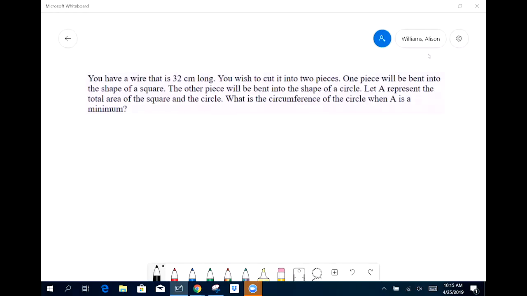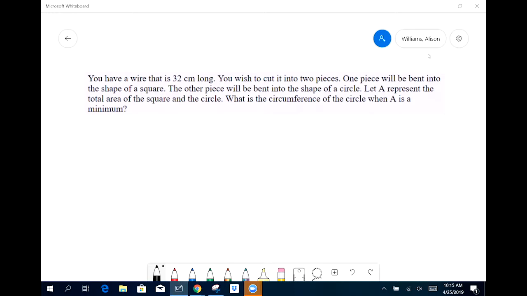Okay, in this video, I'm going to address this question. You have a wire that is 32 centimeters long. You wish to cut it into two pieces. One piece will be bent into the shape of a square. The other piece will be bent in the shape of a circle. Let A represent the total area of both the square and circle. What is the circumference of the circle when A is a minimum?